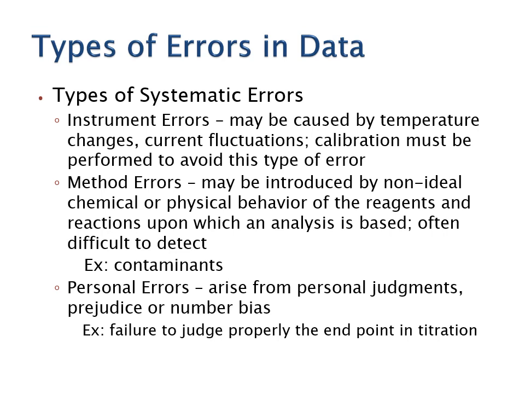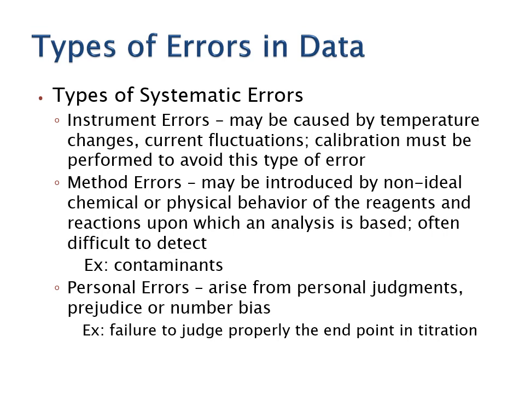Next is method error. It may be introduced by non-ideal chemical or physical behavior of reagents and reactions upon which an analysis is based, and it is often difficult to detect. For example, contaminants. So, for example, yung sample na winnie mo sa gravimetric analysis mo is nagkaroon, for example, humangin, nagkaroon ng mga alikabok. So, contaminant na yung tawag doon.